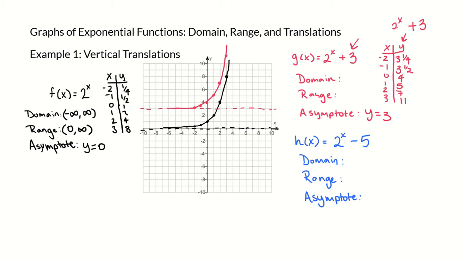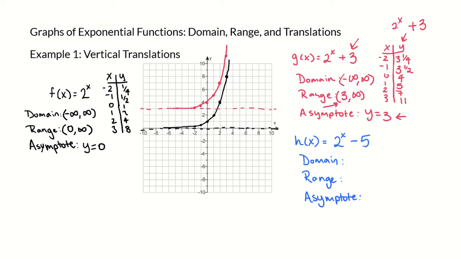The range then is y greater than 3, or the interval from 3 to infinity, and the domain is still -infinity to +infinity. So adding or subtracting a number at the end of the function, like this plus 3, causes all of the y values to increase by 3, so it moves the asymptote, and it also moves the range from 0 to 3.